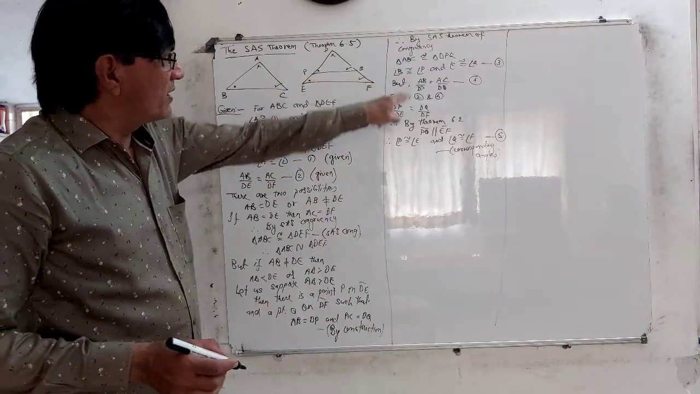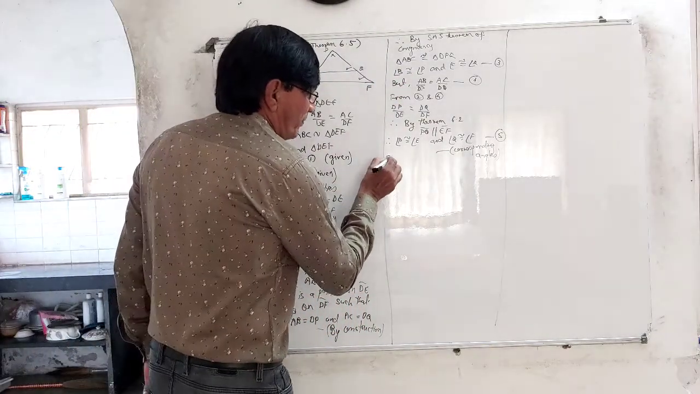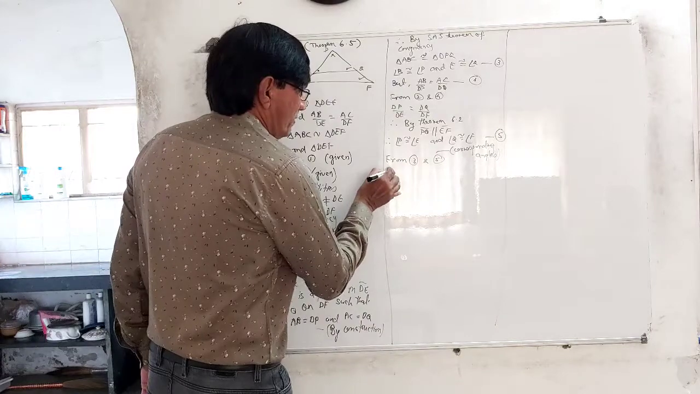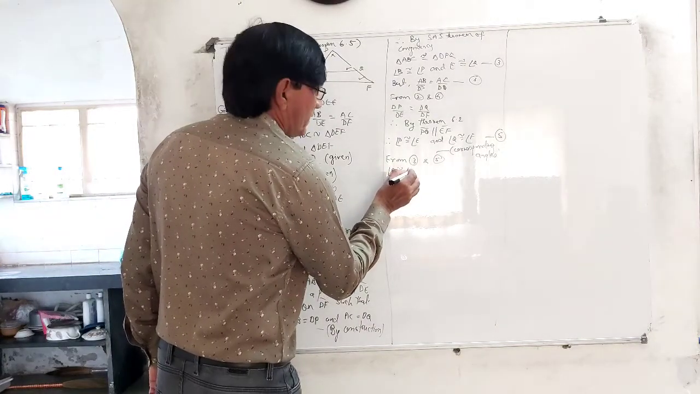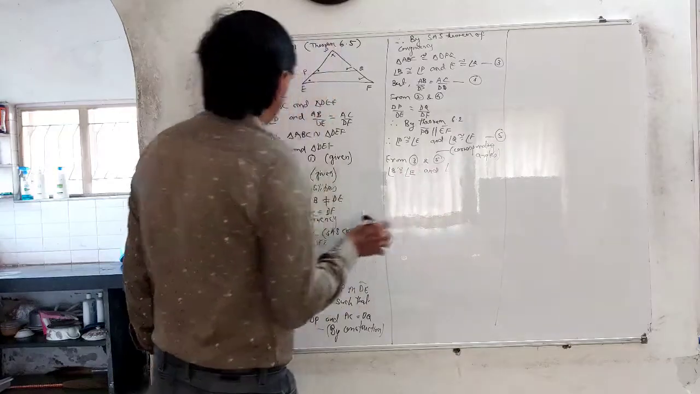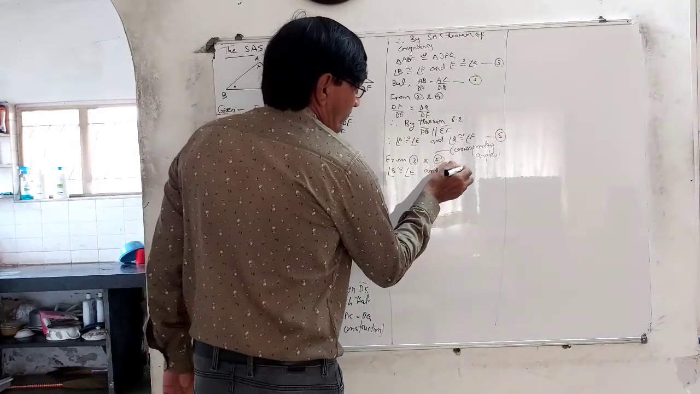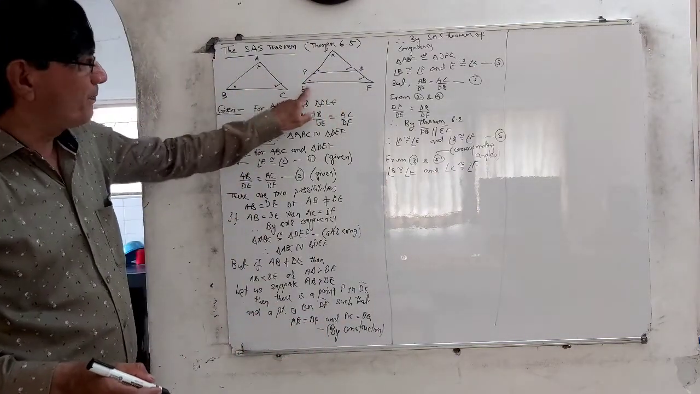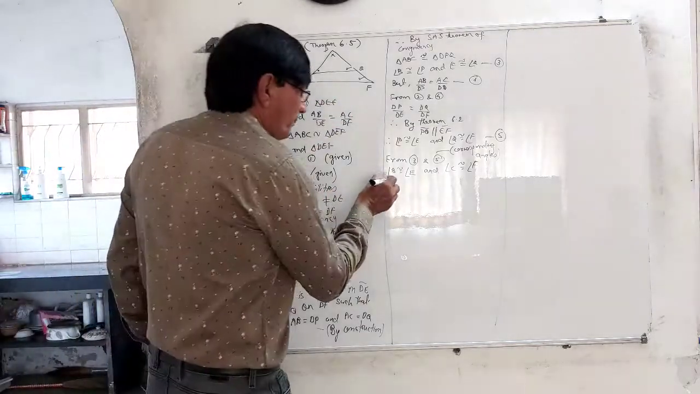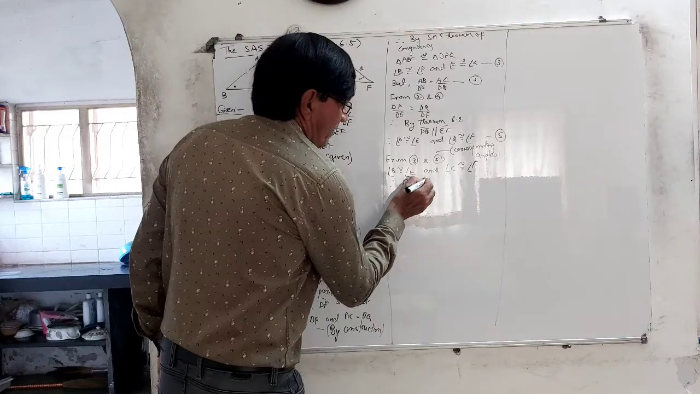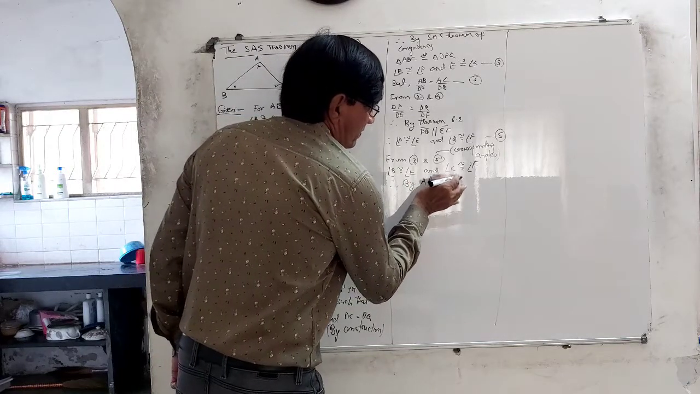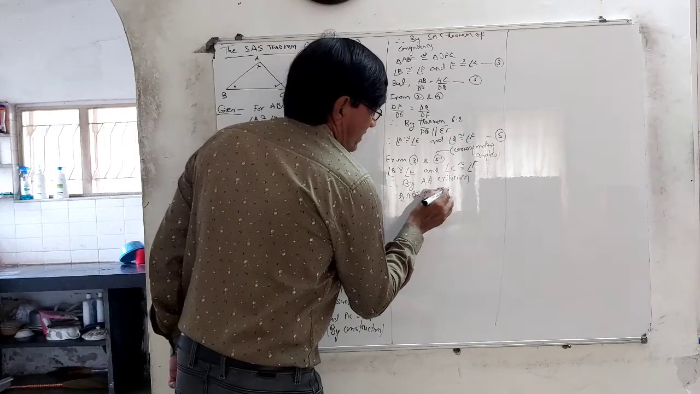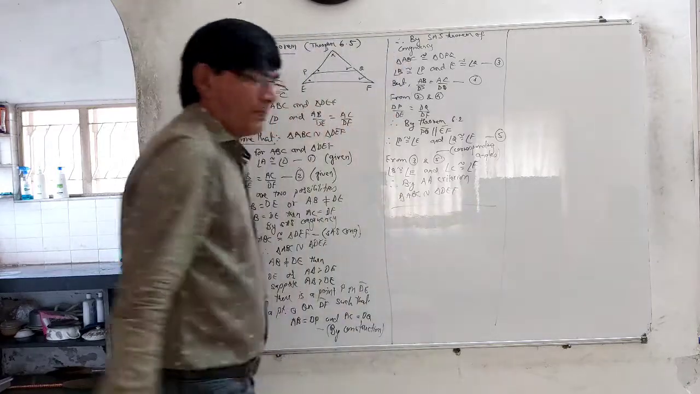From result number 3 and result number 5, you can say that angle B is congruent to angle E, and angle C is congruent to angle F. Therefore, by the AA criterion, triangle ABC is similar to triangle DEF. This is the proof which is required.